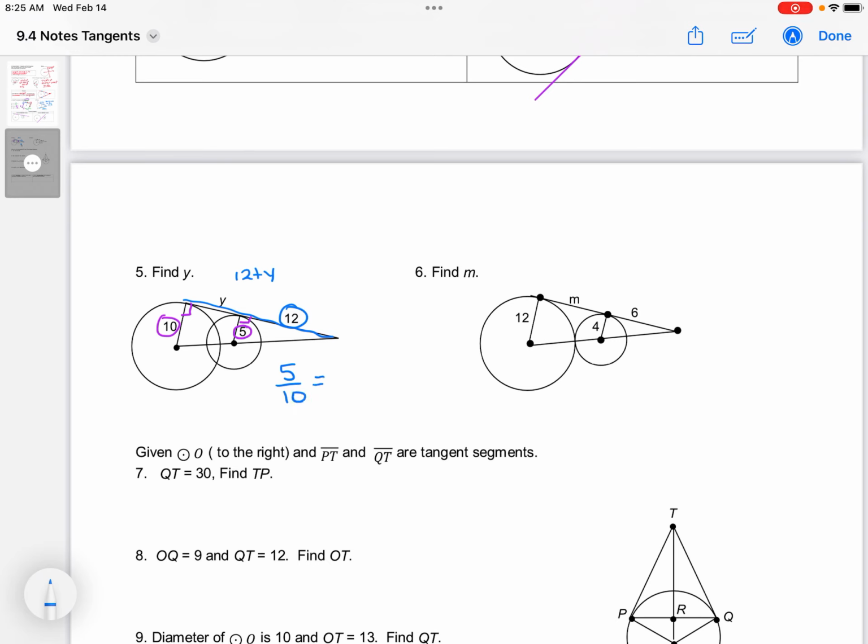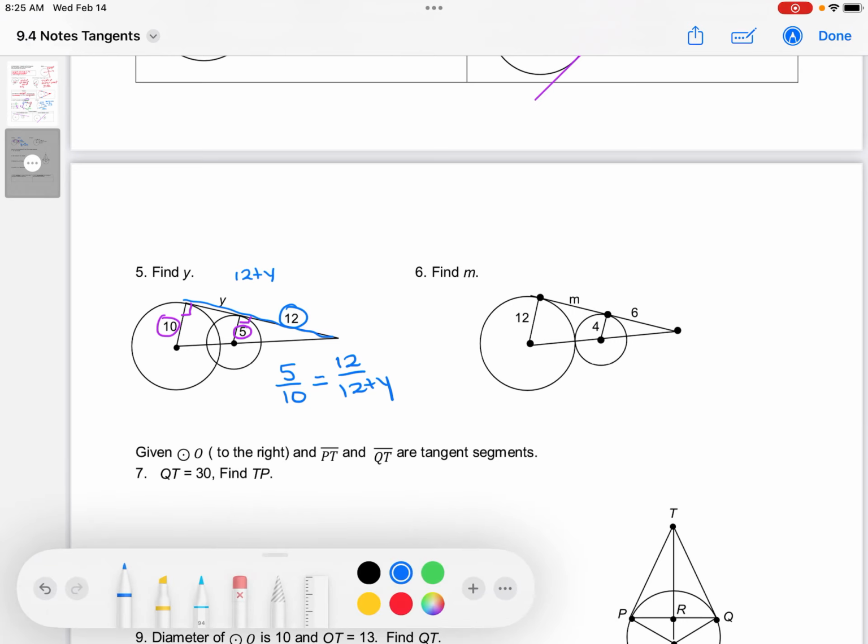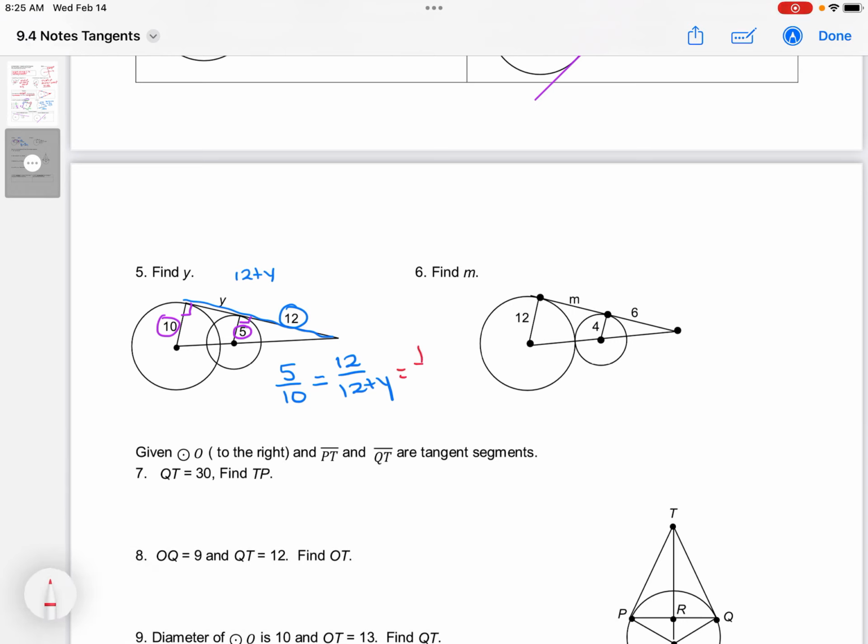So we have 5 over 10 equals 12 over 12 plus y. Well, since we know that 5 over 10 is the same as 1/2, then we know that y needs to be 12 because we need 12 over 24. So that would have to double it.